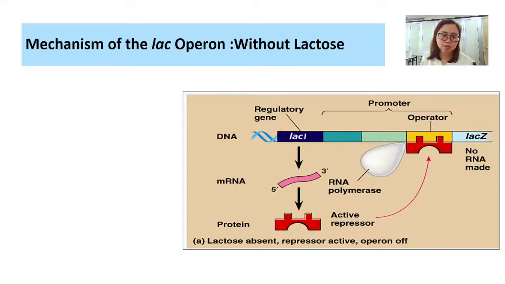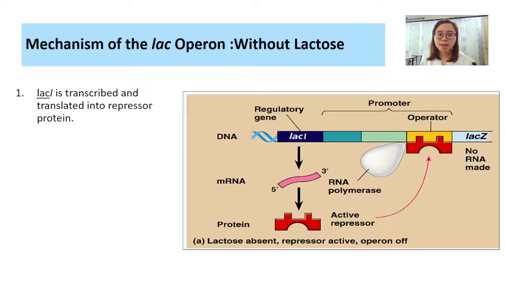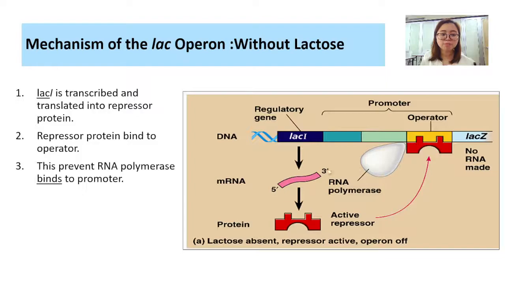Okay, bila tiada lactose dalam sistem, LAC-I will be transcribed and translated into repressor protein. So this one, nothing to control it to turn on or turn off. So it's always on. Okay, the regulatory gene produces mRNA. mRNA hasilkan repressor. Repressor protein will then bind to the operator. Repressor protein ni bila dia boleh bekerja, dia akan pergi dan menekat kepada operator.